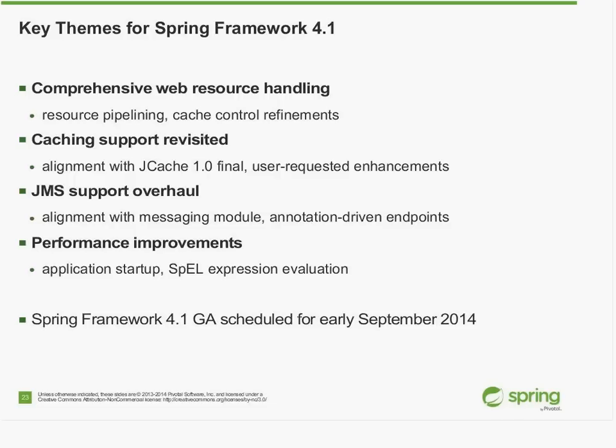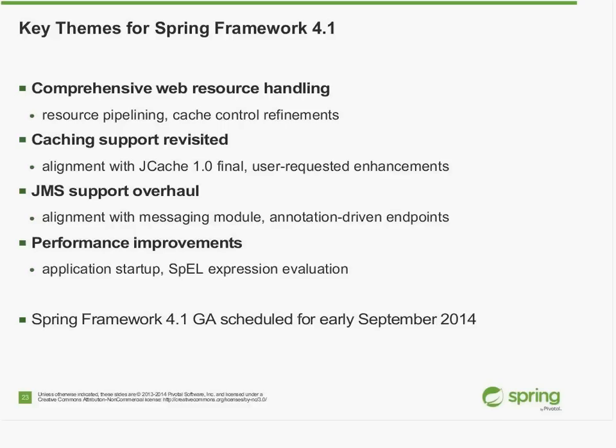So Spring Framework 4.1 will have a rather short iteration. It's planned to go generally available in early September, along with the Spring One conference. The focus topics can be seen here. If you want to see more details, they can be found on Jira. There's plenty of planning there already.